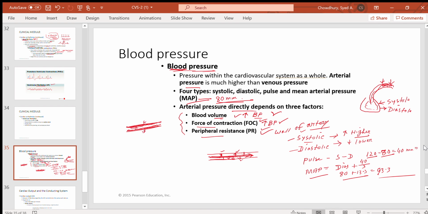Makes sense? So in both cases, if the artery gets narrow or constricted, then blood pressure will go up. That is called the peripheral resistance. The narrowing of the arterial wall will increase the peripheral resistance, will increase the blood pressure. Okay.